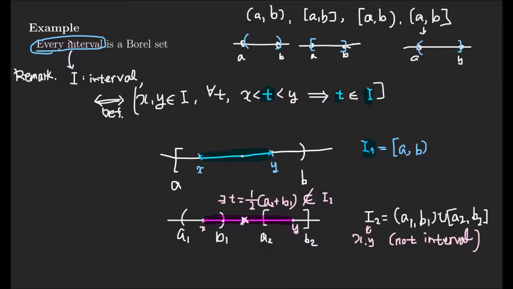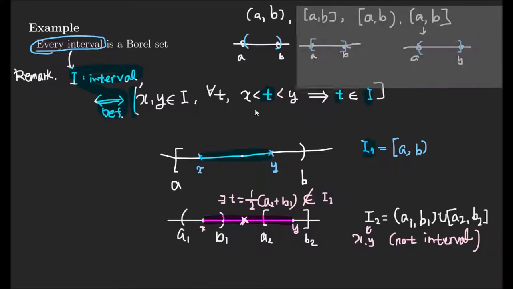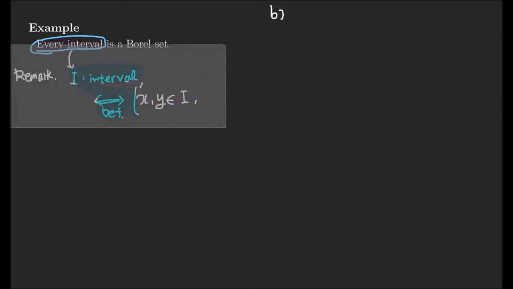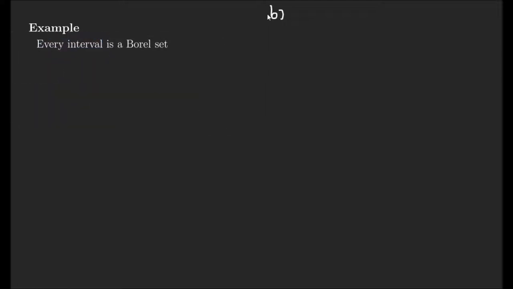So the definition of interval is not here. This is an example of an interval: open, closed, or half closed. The definition of the interval is originally here. If we understand the interval, then this is not so important in this concept, but I think it is better to understand the definition of the interval. So, every interval is a Borel set.